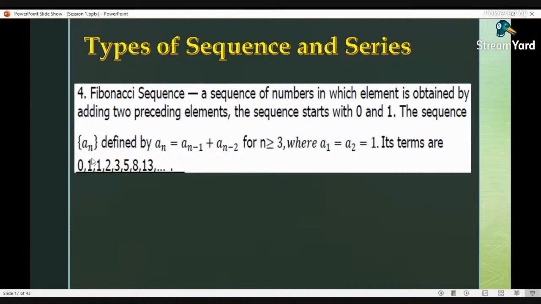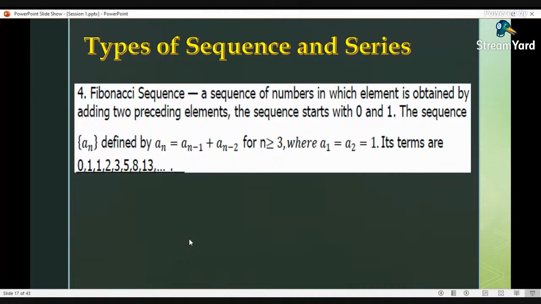So 0 plus 1, we get 1. 1 plus 1, we get 2. 1 plus 2, we get 3. 2 plus 3, we get 5. 3 plus 5, we get 8. And 5 plus 8, we get 13. If we continue this sequence, we have 8 plus 13, we get 21, and 13 plus 21, we have 34. So those will be the values for the Fibonacci sequence.